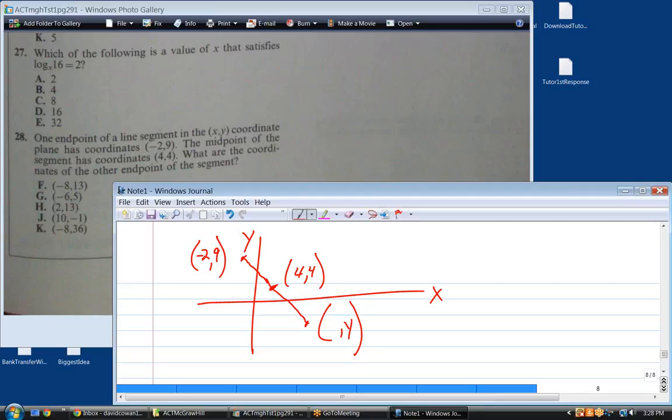In other words, from -2 to 4 was 6 units. Well, 4 is halfway between the x-coordinate of that and the x-coordinate of that. So would it be -2 or +2? Look in the direction of it. -2. Well, hold on. We're looking at the x-coordinate, not the y-coordinate. Okay, then it would be... So it's 6 units to the right of 4. Would it be 10? Yes.